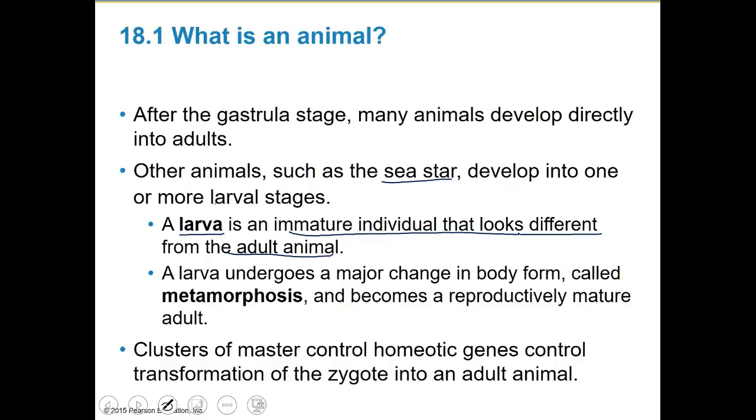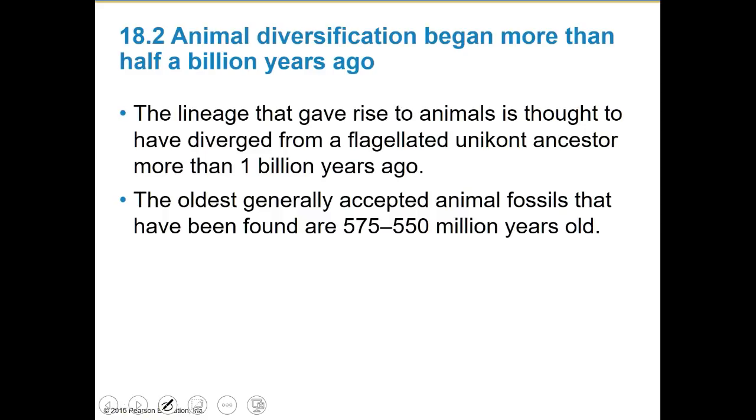So a larva undergoes a major change in body form called metamorphosis. So think the butterfly, the caterpillar to a butterfly. There we go. It becomes reproductively mature after metamorphosis. It's a complete change. Clusters of master control homeotic genes. So we should have talked about homeotic genes just a little bit, and they're kind of blueprint genes that allow for this transformation of a zygote into an adult animal. It gives the blueprint: arms should go here, legs should go here, face should go here. Don't want to mess that up. You don't want to mess up a homeotic gene and have a face on a butt. It would be a real problem, right?